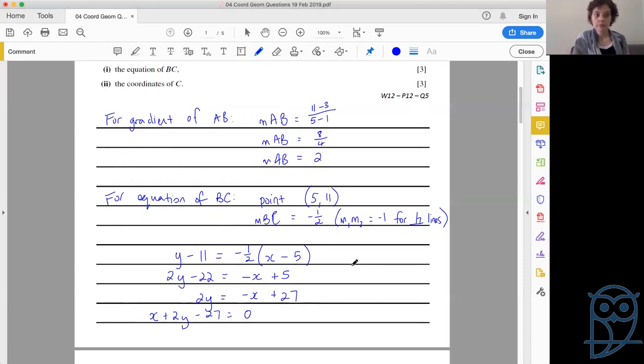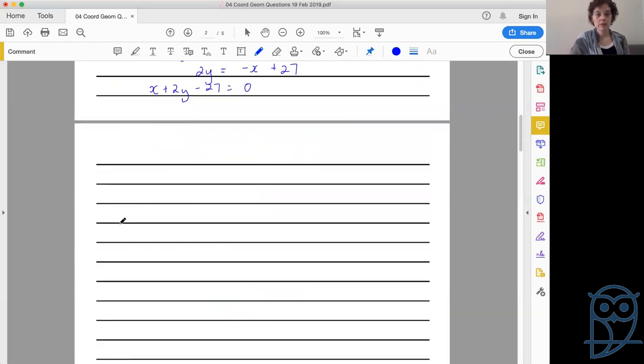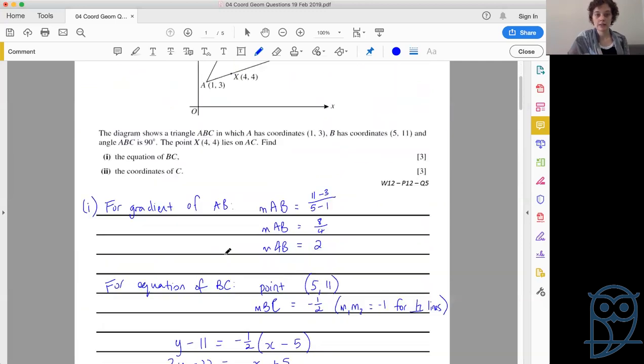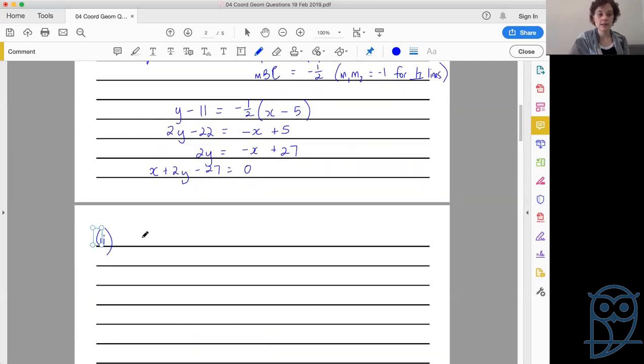So for part 2, to be good students, we'll label this part 1. So for part 2, we said we've got BC now. We need AC in order to be able to do our simultaneous equations. So we've got a point, we're happy. No need to figure that one out.